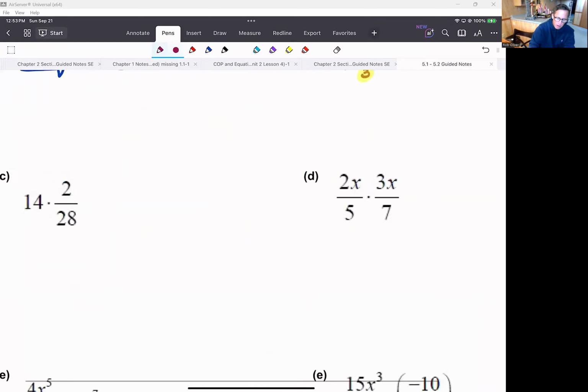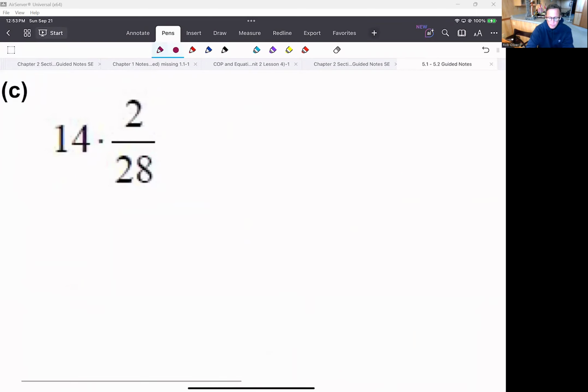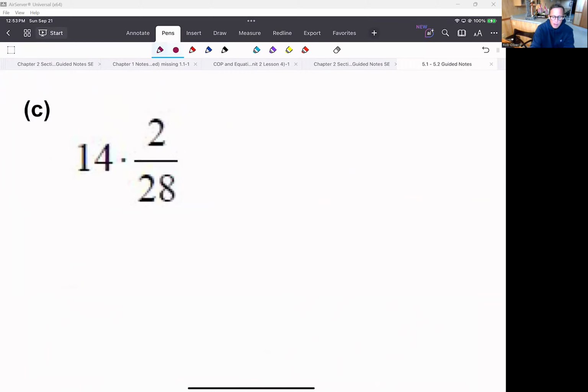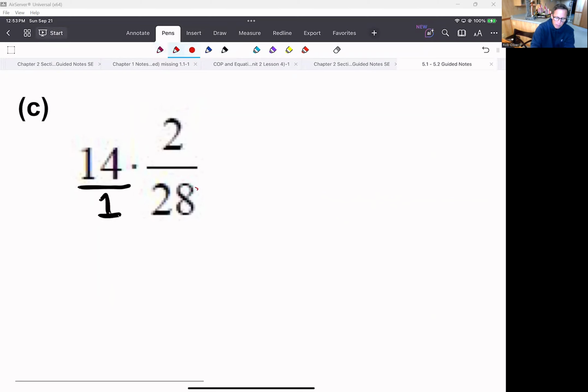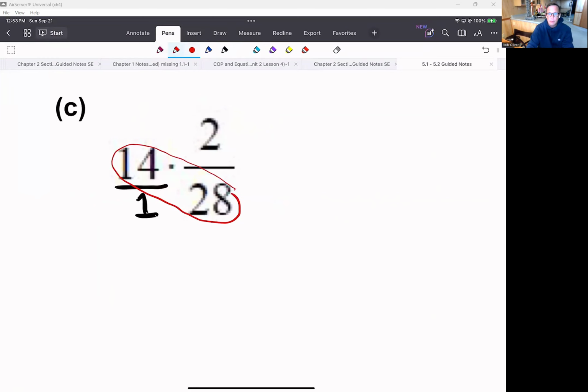Okay. All right, next one here. I think the important part that you want to notice on this one is that 14 is a whole number, but if you want to imagine or think of it as a fraction, you can just put it over 1. You can always do that. You don't have to, but I think it makes it a little bit easier. Right here, 14 and 28 have a common factor. They could be divided by 2, they could be divided by 7, or they could be divided by 14.